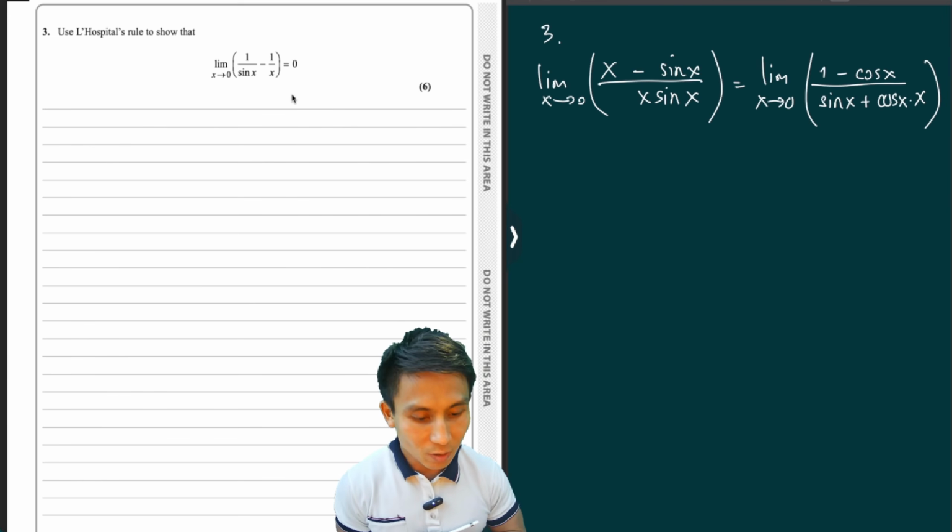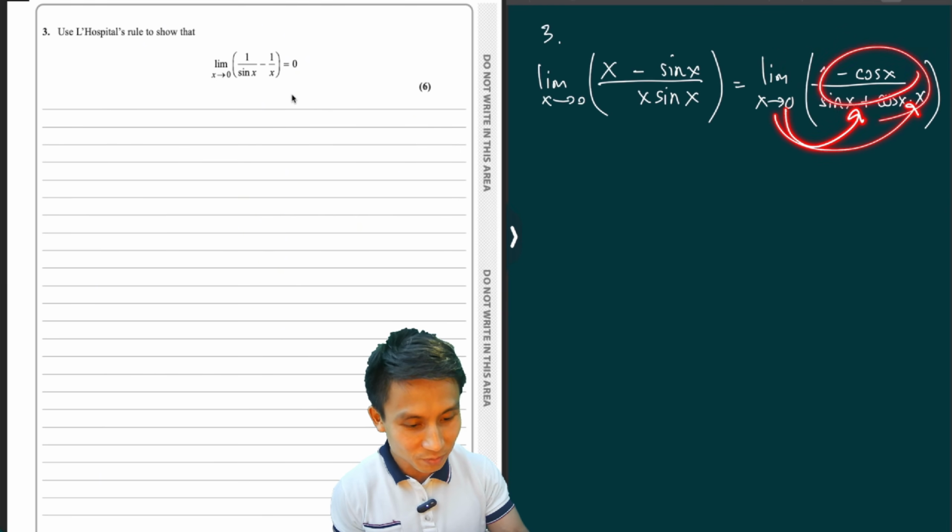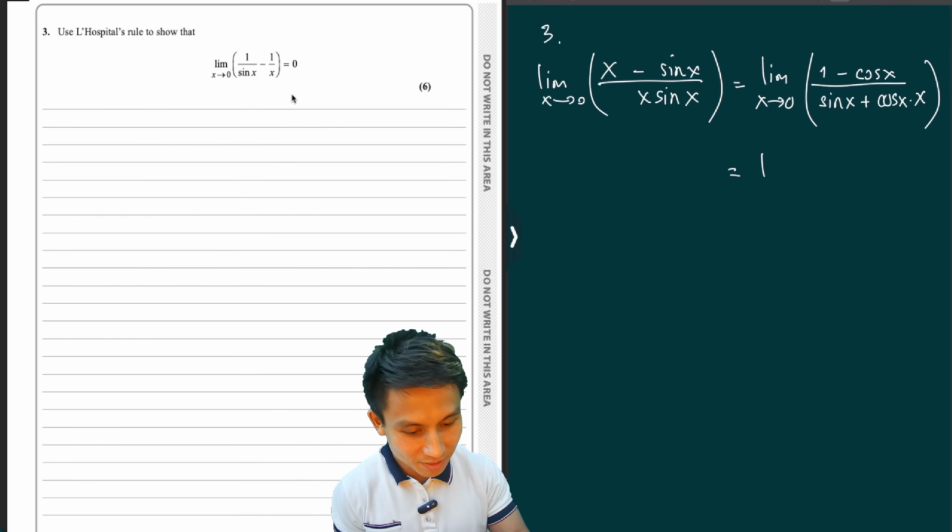Okay, now we substitute 0 in. Do we still get 0 on top and bottom? Well, we substitute 0 in here and 0 in here. Yeah, we still do. So we keep differentiating again.